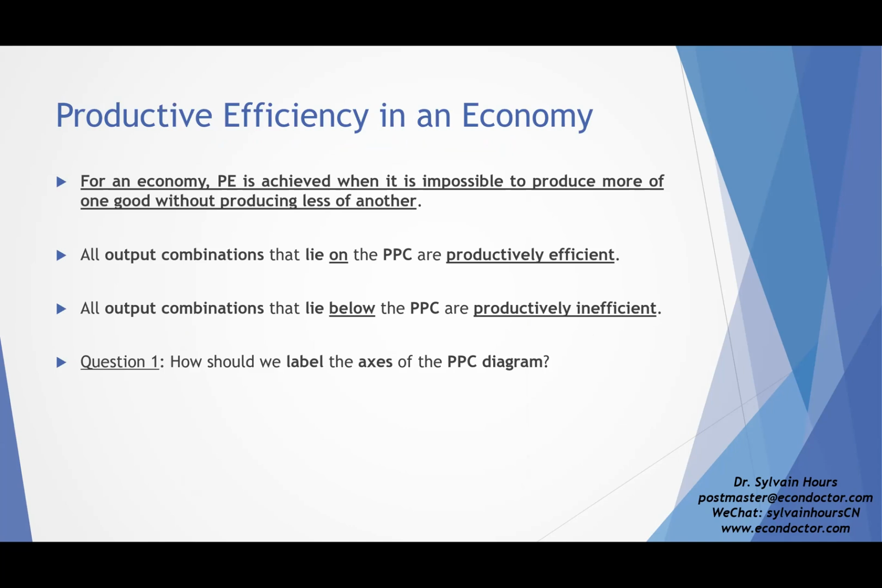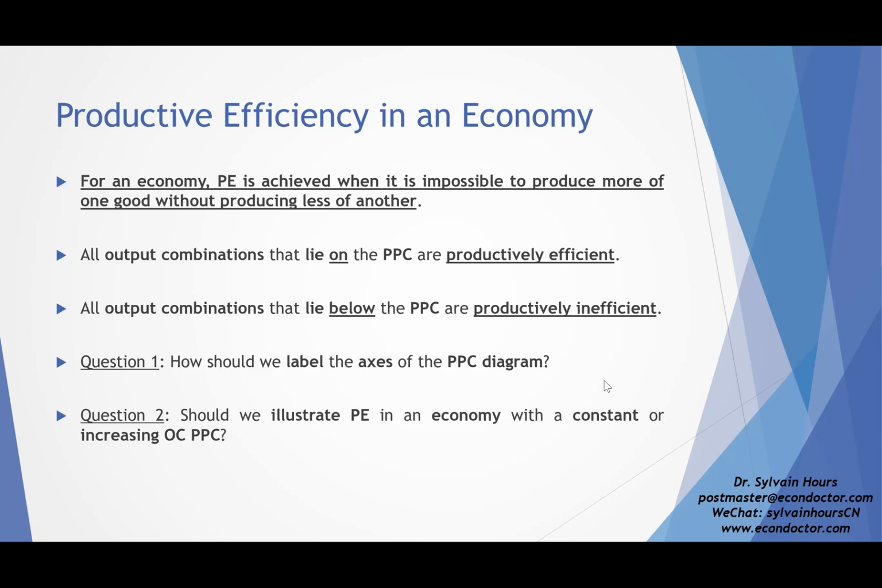How should you label your PPC diagram? It actually doesn't matter. You could very well use good X, good Y, good A, good B, potatoes, corn. It really doesn't matter. But I usually tell my students to use the most common way of labeling this PPC diagram when we represent an economy, where you put consumer goods on one axis and capital goods on the other axis. But again, no big deal if they put something else, but consumer goods, capital goods is the most common way of doing so.